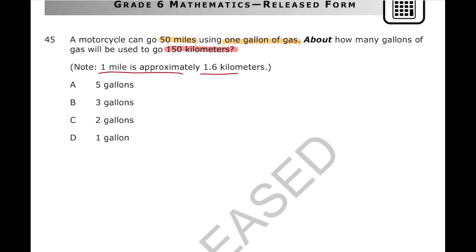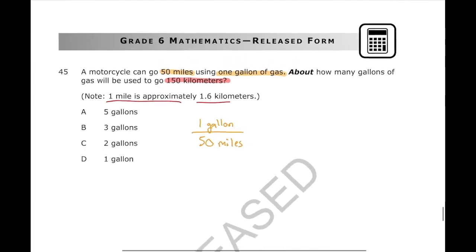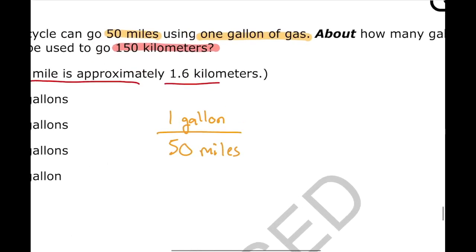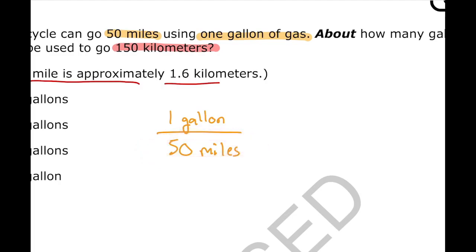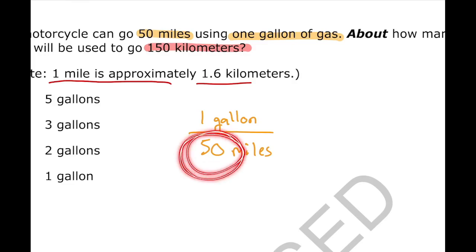1 mile, 1.6 kilometers. So when I look at that original 1 gallon of gas, 1 gallon will take me 50 miles. But we're trying to figure out how many kilometers we can go. So let's convert this 50 miles into kilometers to see how many kilometers we get off of just 1 gallon. Well, if each mile is 1.6 kilometers, then 50 miles would be 50 times the 1.6.